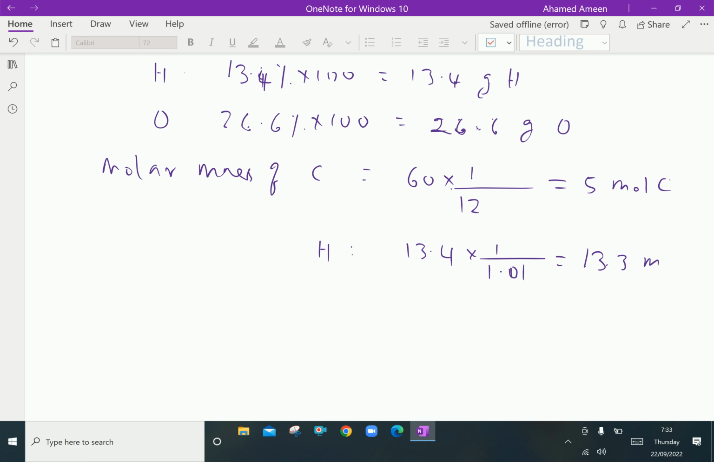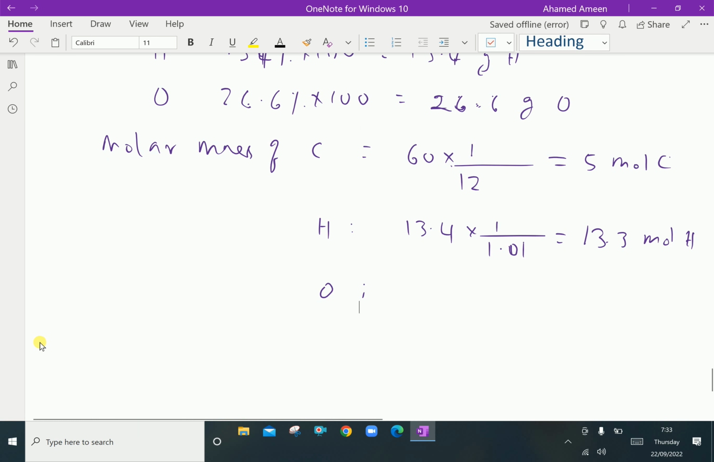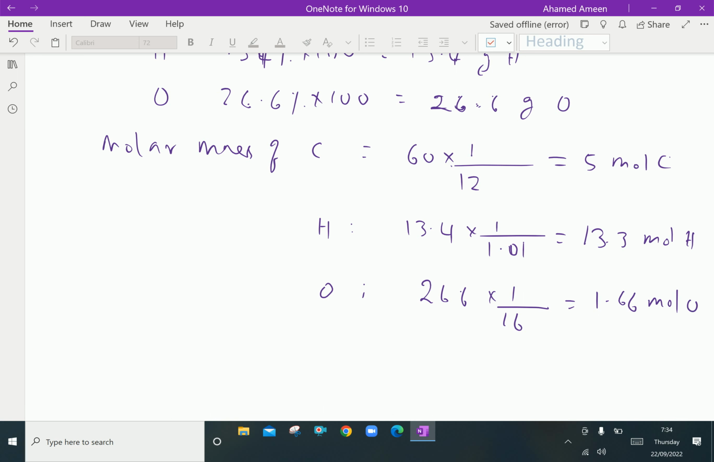gives 13.3 mole of hydrogen. Then oxygen: 26.6 times 1 over 16 gram of oxygen gives 1.66 mole of oxygen.